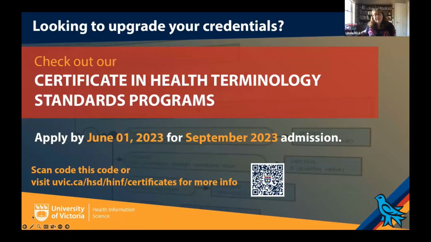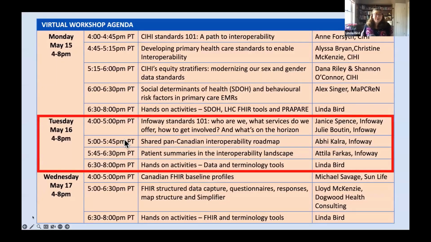Now, this workshop that we're delivering today is part of our Certificate in Health Terminology Standards program. In particular, this is the third course of that program, HIMP 537, on the Health Information Exchange Standards. If you're interested in joining the program and achieving a certificate in health terminology standards, there's still time to apply for the next intake that starts in September. Please visit the UVic Health Information Science Certificates page and submit your application by June the 1st.